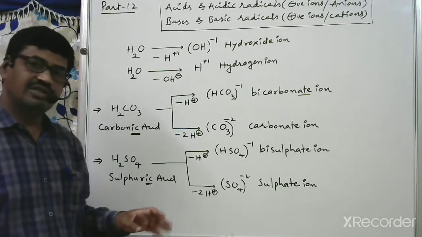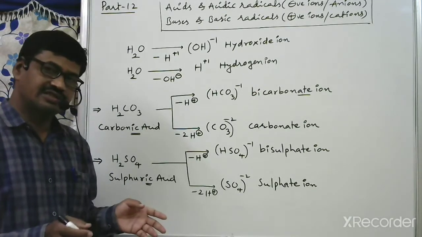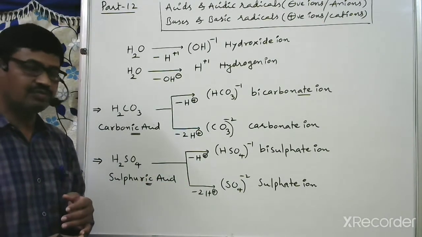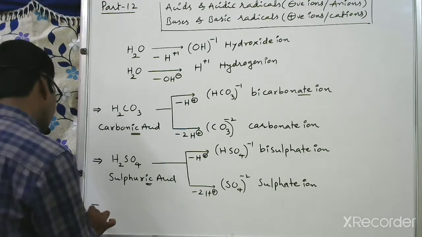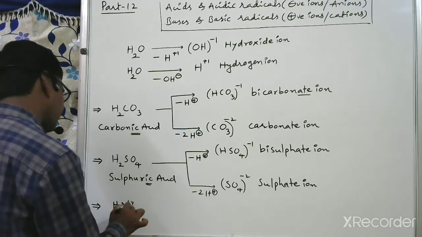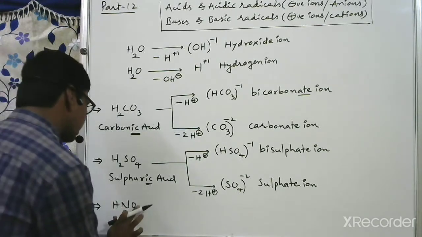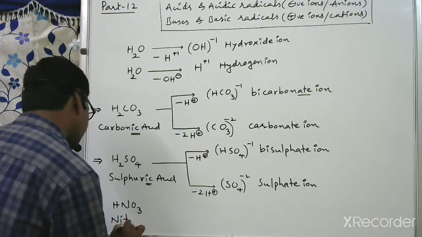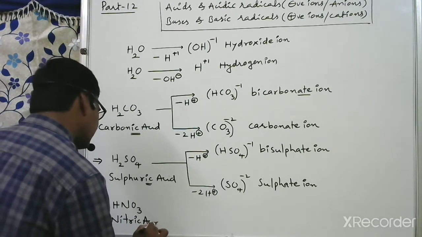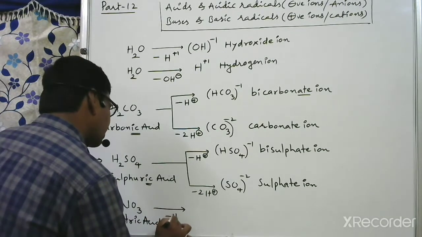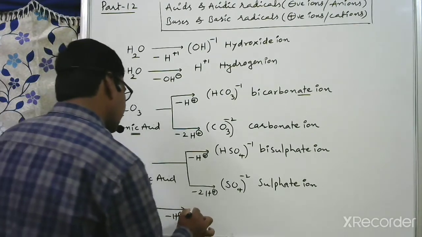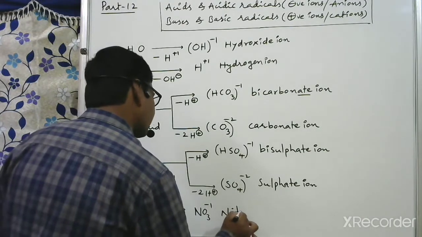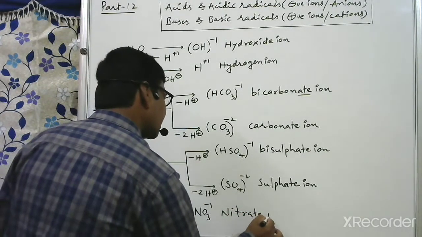By using these with cations, when you combine these with cations by using the crisscross method, we can write the chemical formula of that particular compound. Similarly, one more example here I am giving, HNO3. HNO3 is nothing but what? Nitric acid. It is also an ic acid. Here only one hydrogen is present. After removal of that one hydrogen, the remaining part is NO3. Above this we can write minus 1, which is the nitrate ion.